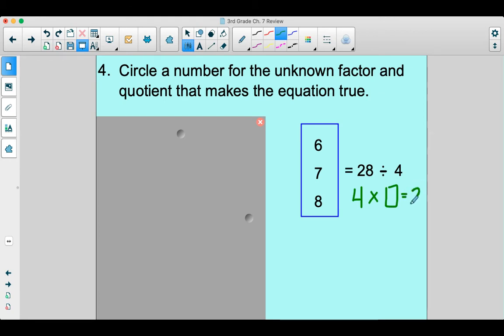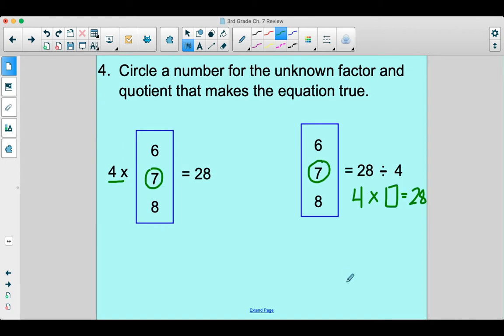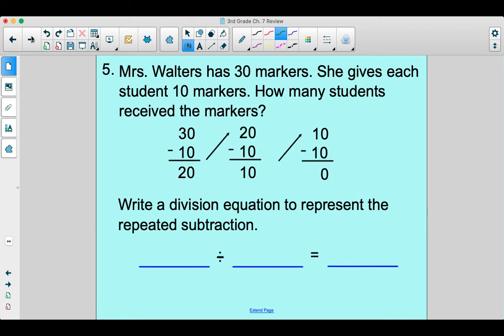So if you know the answer to that, then you know what 28 divided by 4 is. So maybe you would solve it that way. So let's try it out. 4, 8, 12, 16, 20, 24, 28. We had to count 7 times. So in both cases, the answer was 7, right? 4 times 7 makes 28, and 28 divided by 4 makes 7. They are fact families.